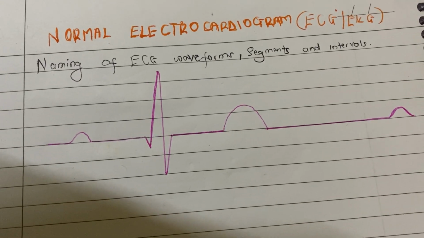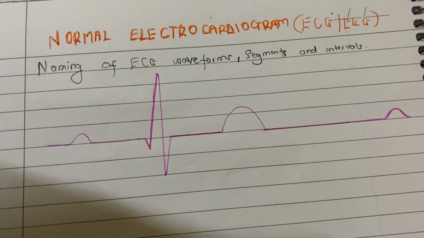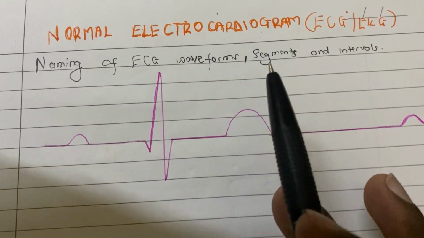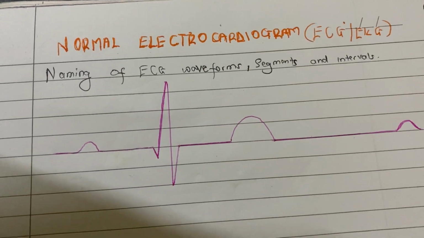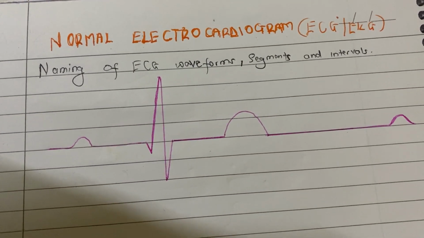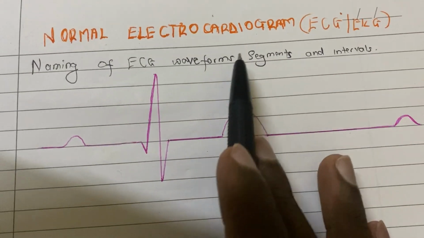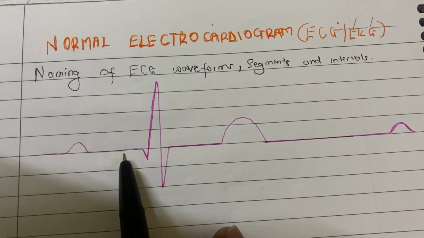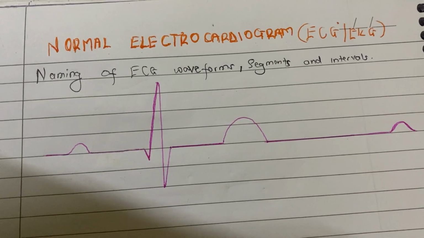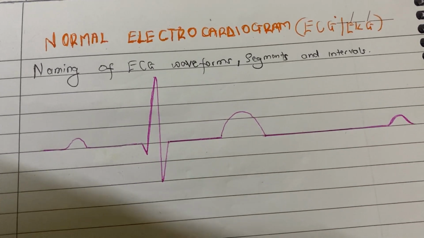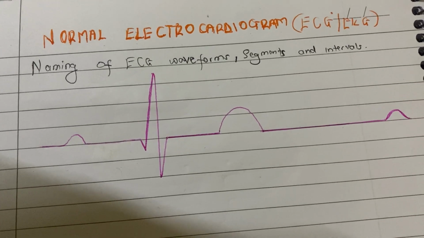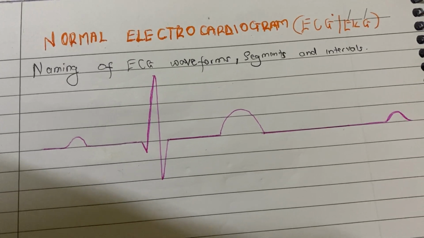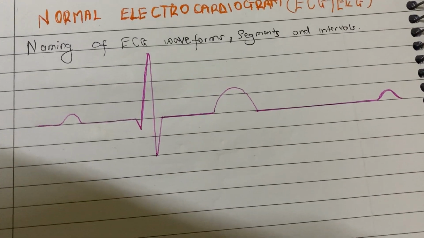Today we are dealing with the normal electrocardiogram or ECG. The first thing we are going to do is to look at the nomenclature of the waveforms, segments and intervals of the ECG. We are going to see how they look normally, how we name them, and the starting and ending of intervals and segments, and the waveforms. Let's start.